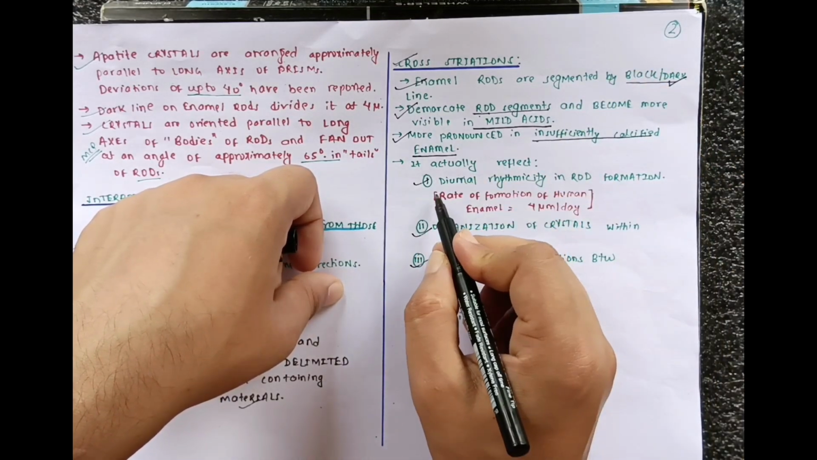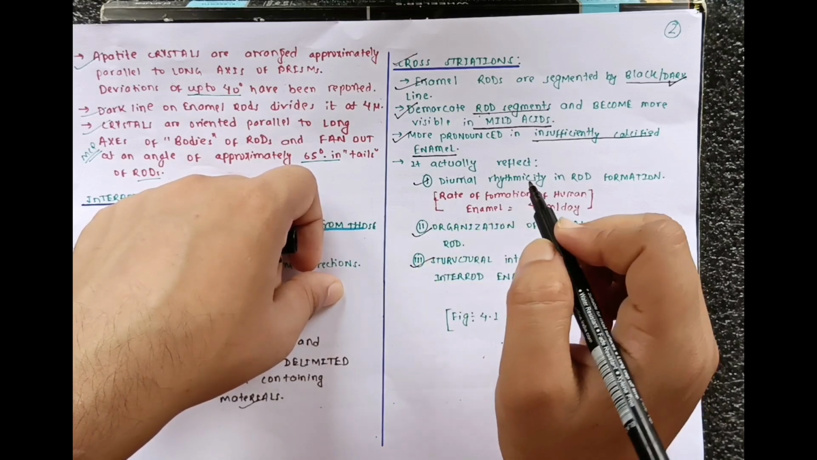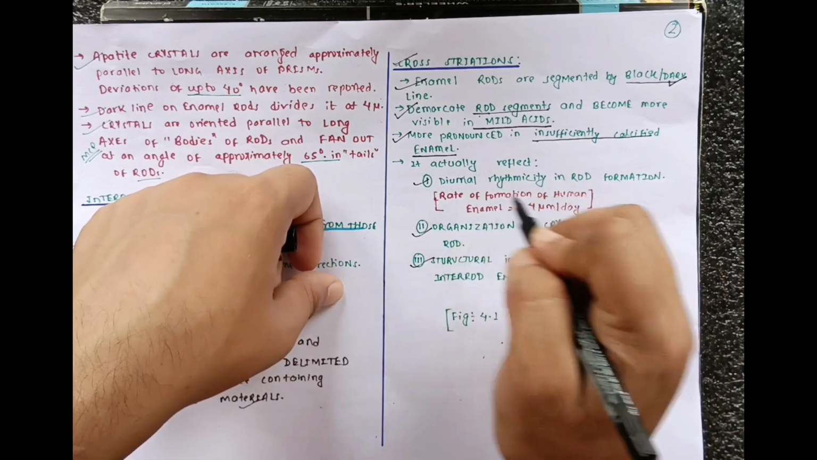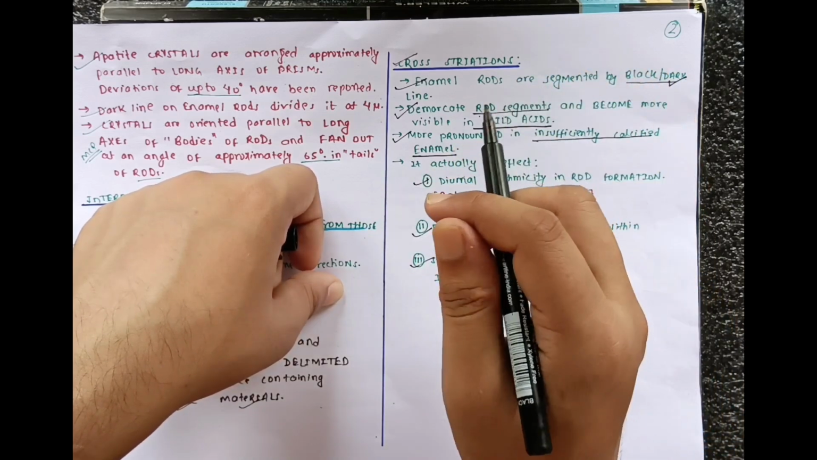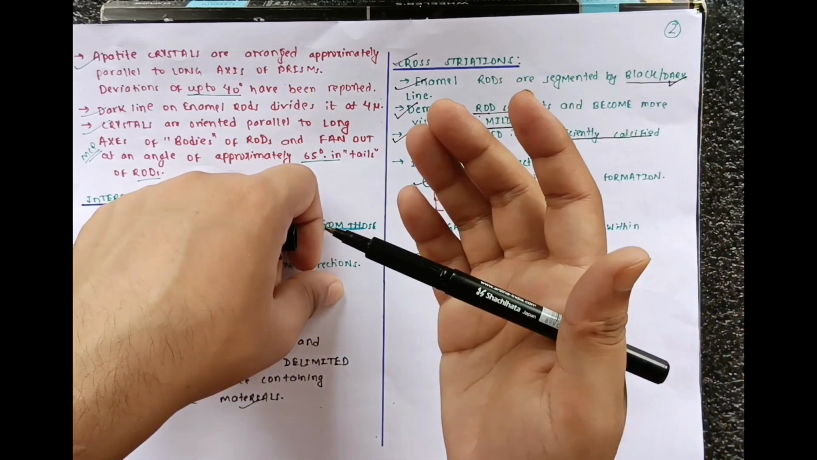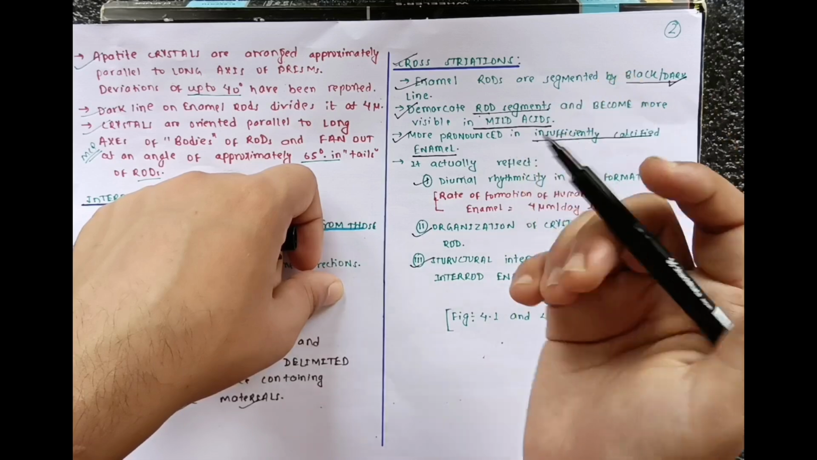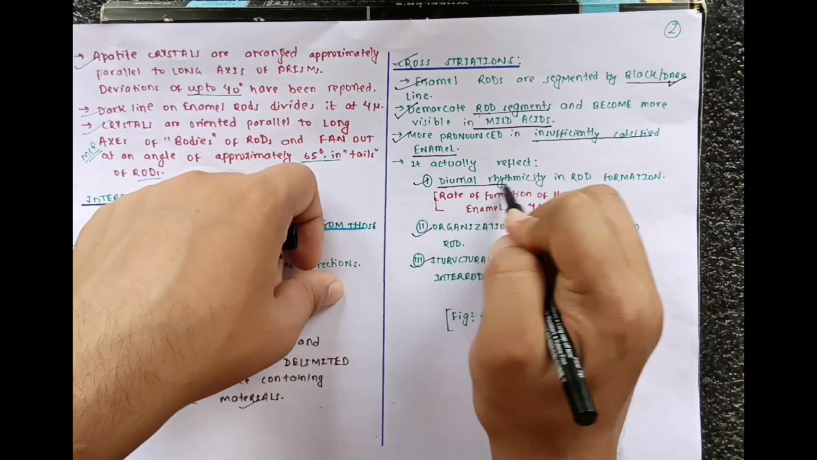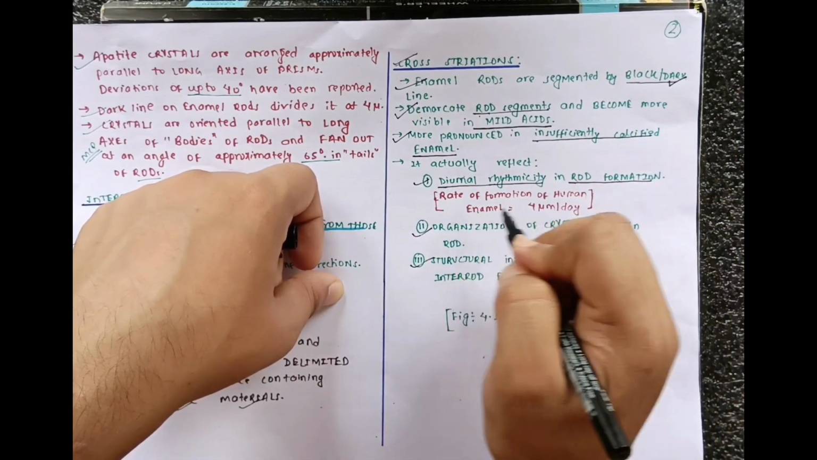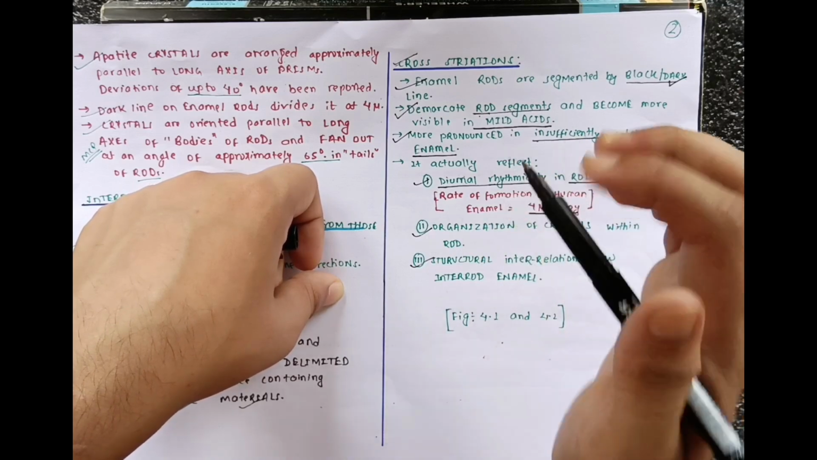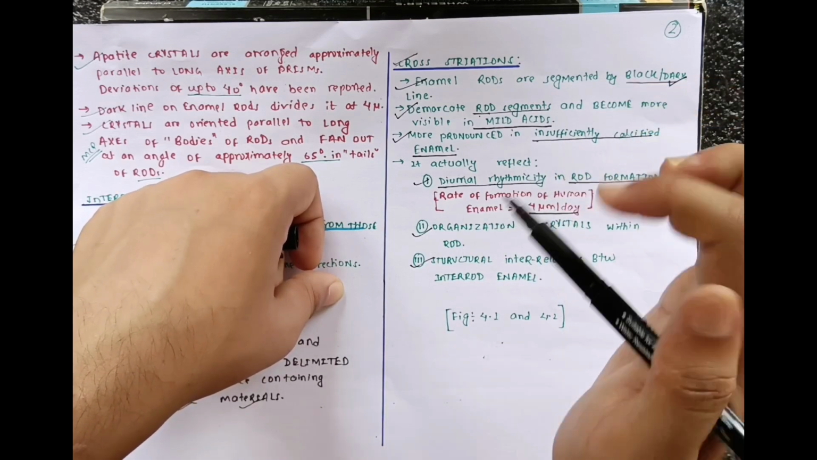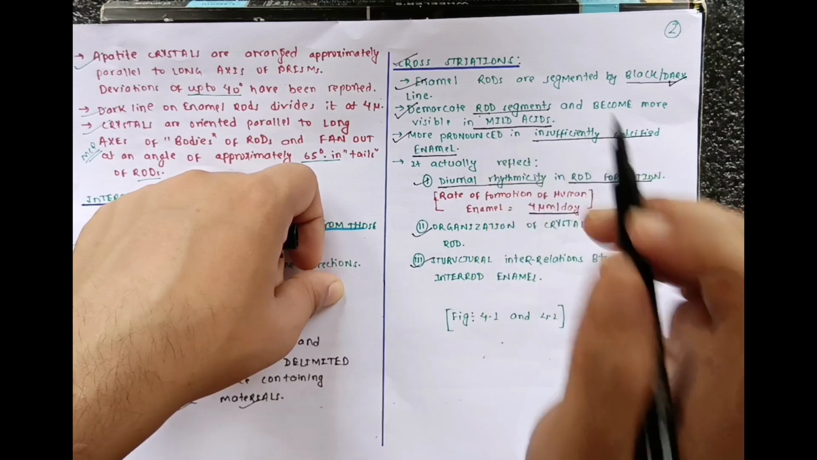In the first point, the main important thing that causes the cross striation is diurnal rhythmicity in the rod formation. As we know, enamel is formed by enamel matrix deposition, which is followed by mineralization. So this represents the diurnal rhythmicity of the rod formation. The rate of formation of human enamel is 4 micron per day. In one day there is a formation of 4 micron thickness of enamel, and that represents the cross striation formation.